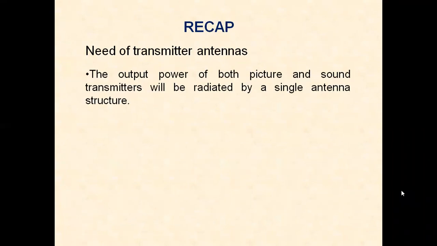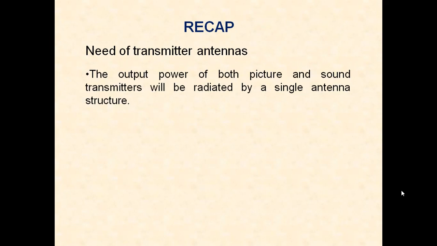So we require antennas. The output power of both picture and sound transmitters will be radiated by a single antenna structure. In case of television transmitter, there is a composite video signal which consists of both the picture modulation product and the sound modulation product that will be radiated by a single antenna structure.